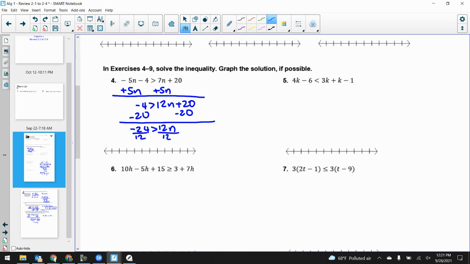Do I flip the symbol right now because I divided by the 12? No, not yet. This is going to give me negative 12 is greater than n. Negative 2 is greater than n. Now I flip the symbol. Now I say n is less than negative 2. Okay. Open circle, again pointing to the left.